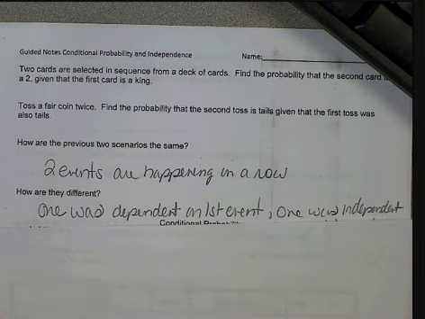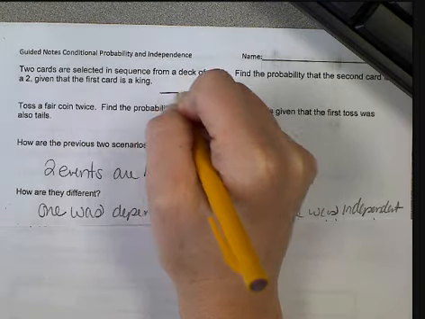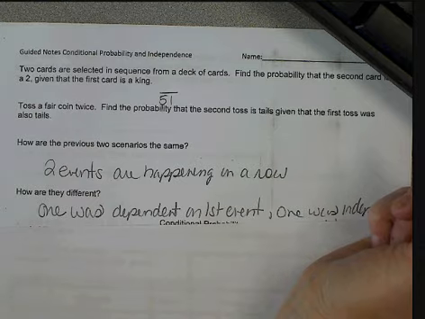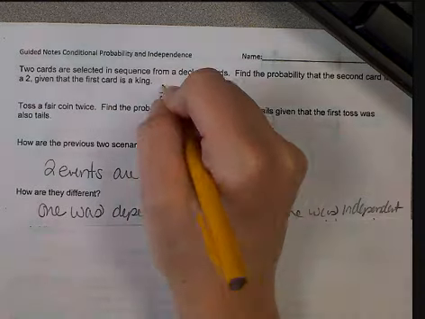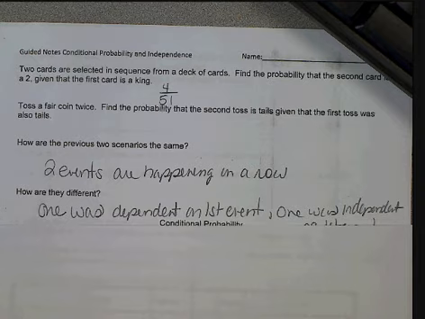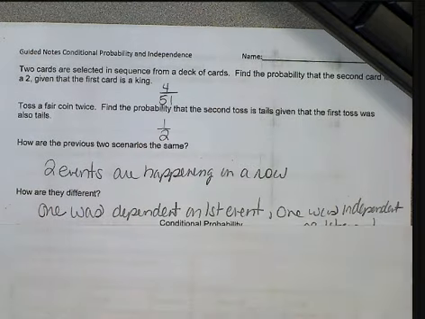How many cards are in your deck if you know the first card is a king? You no longer have 52 cards to pick from, you just have 51. And so, given the first event has already happened, it changes the probability of that second event. Whereas, tossing a fair coin twice, that's an independent event. The fact that the first toss was tails makes no influence on the second toss being tails. The probability that second is tails is still 1/2.